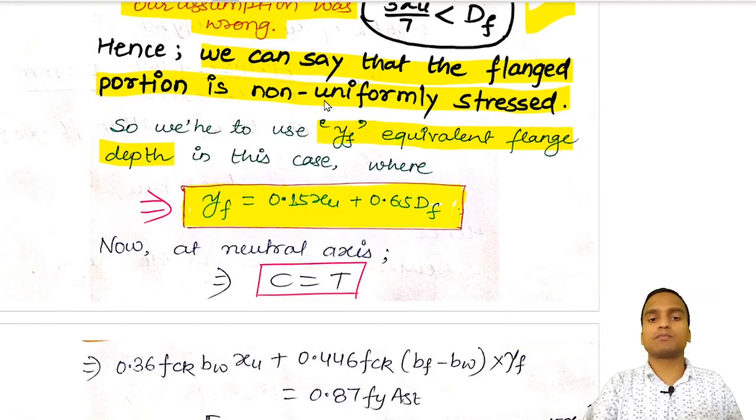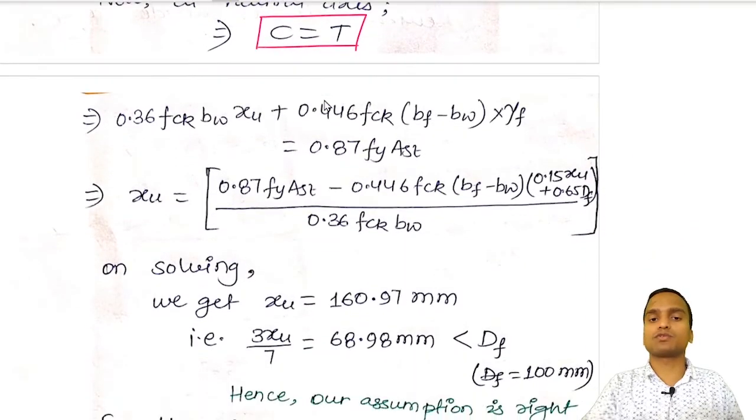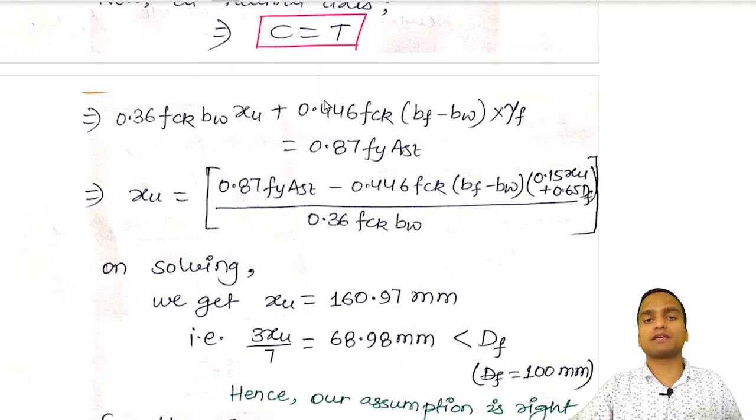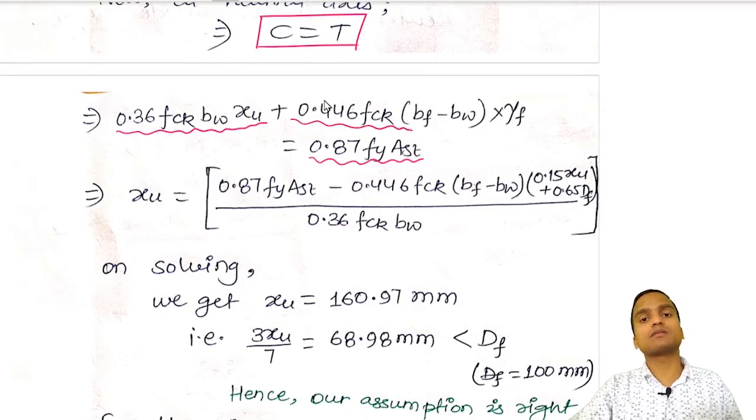When we put all the values, the tensile force is going to be the same again, 0.87 fy Ast, and in the equation of compressive force everything is the same as earlier, 0.36 fck bw xu plus 0.446 fck (bf minus bw) into the depth of flange, which has been replaced by the equivalent flange depth yf. Here we have used the value of yf and solved the equation for the value of xu.